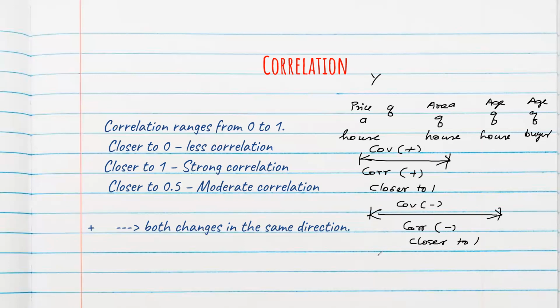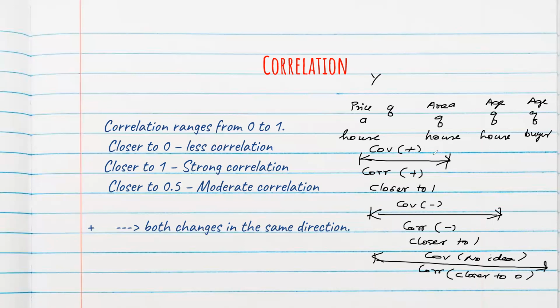If I take the price of a house and age of a buyer, how would the covariance be? Is there any relationship between age of buyer and price of house? No, right? So we can't say anything about covariance, no idea. If you think about correlation, definitely no correlation, so the answer would be closer to 0.